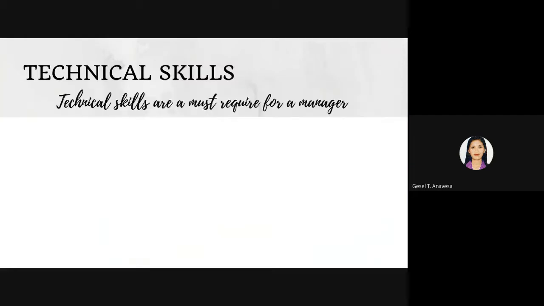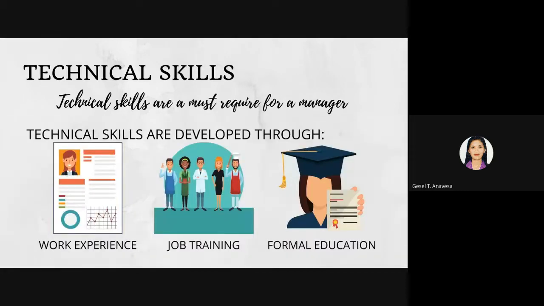So first we have the technical skills. Technical skills are a must for a manager. So a manager must have knowledge and be proficient in activities that involve processes, methods, and procedures. These activities involve the use of tools, like what Reeds said, the use of Excel, because of course they make reports and data, and also other specific techniques. For example, if you are a restaurant manager, you must have the ability to teach the crew various restaurant procedures. So it is very important.